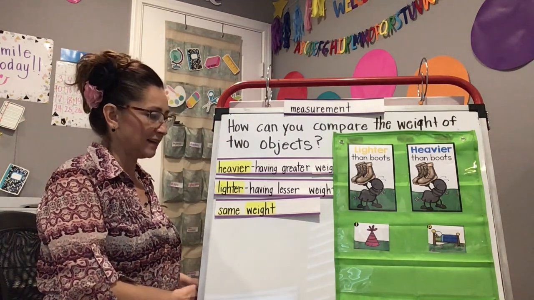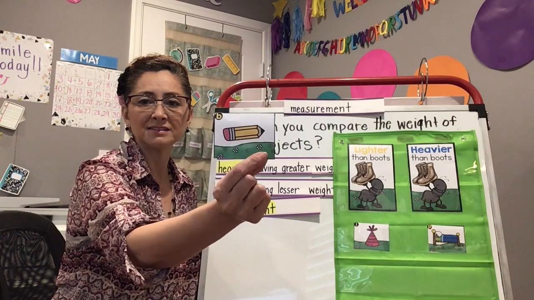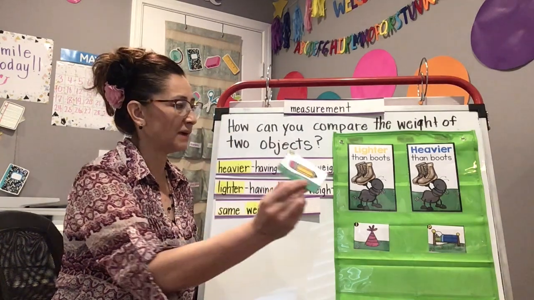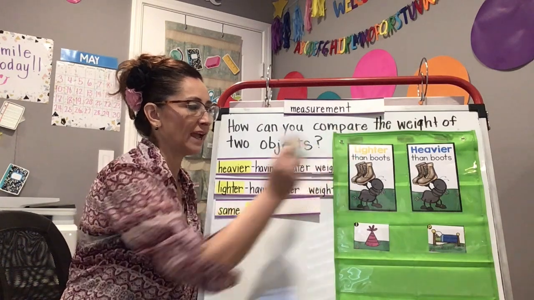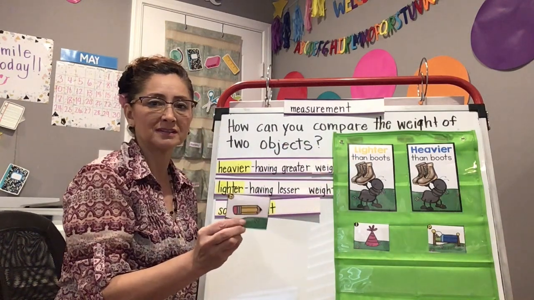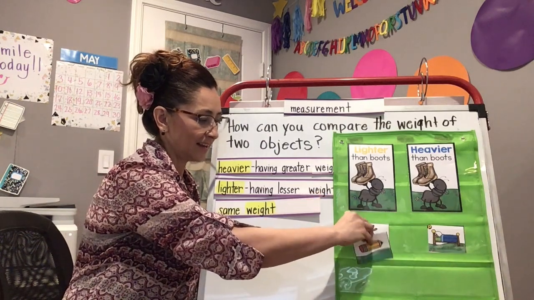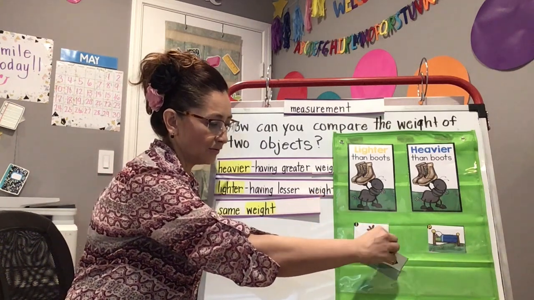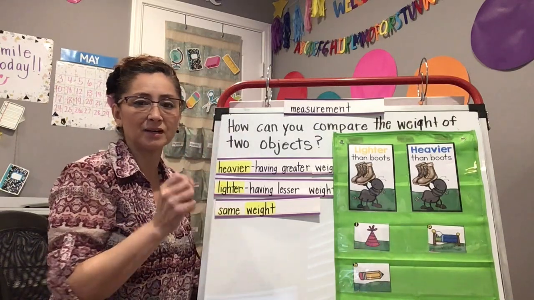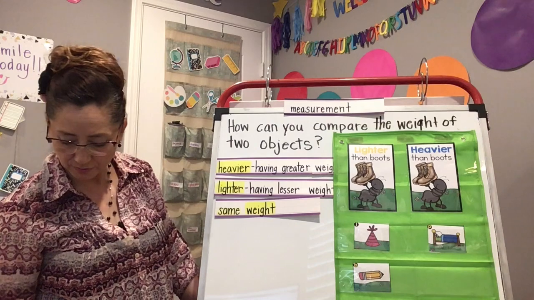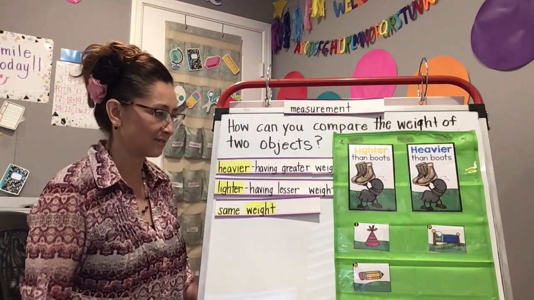Okay, now let's take a look at this picture here. Do you know what that is? That's right, a pencil. Is the pencil lighter than my boots or heavier than my boots? That's right, lighter, okay? Lighter. How do you know? That's right, because a pencil is just skinny, a little piece of wood, and my boots, they are heavy. That's right.